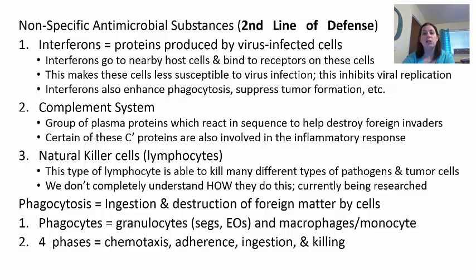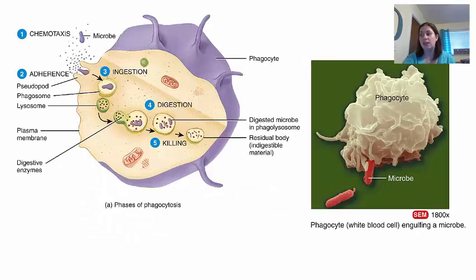Now, these are shown in your textbook in the picture that you can see here. That's found on page 813 in your book. So you have chemotaxis, where we bring the phagocyte to the area. Number 2 is adherence. We connect to it. They then take it in through ingestion, and then they digest it and kill it. Digestion and killing are kind of in the same step.